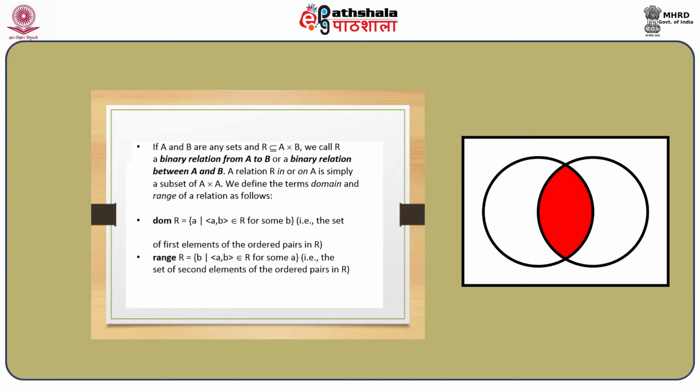We define the terms domain and range of a relation as follows. Dom R, the domain of R, is the set of A's such that the ordered pair AB is a member of R for some B, that is, the set of first elements of the ordered pairs in R. Range of R is defined as the set of those B's such that the ordered pair AB is a member of R for some A, that is, the set of second elements of the ordered pairs.